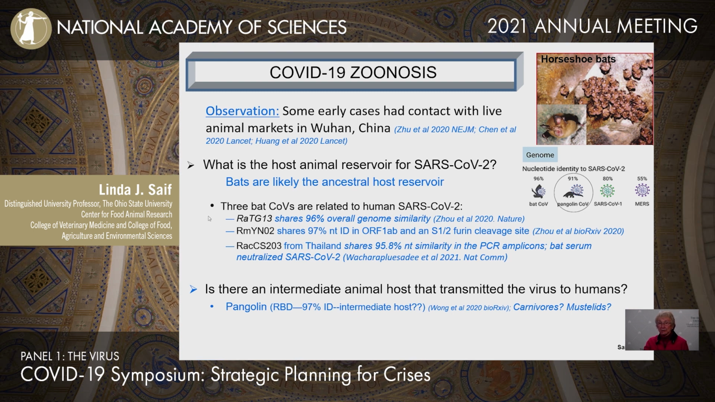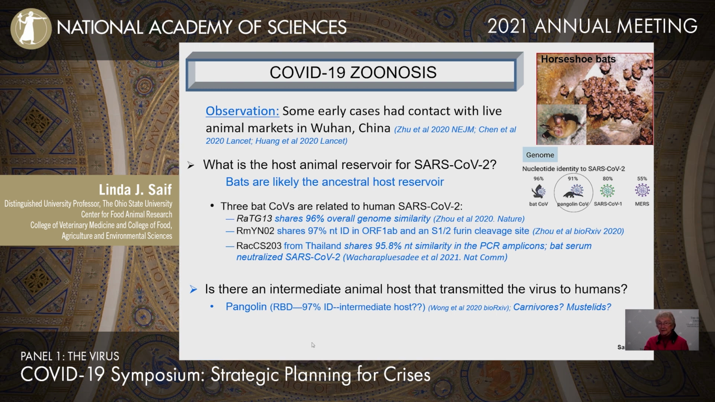And this one RM strain also has a furin cleavage site in the S1, S2 that was not present in SARS, but is present in SARS coronavirus 2. And now there's also reports of closely related bat strains from Southeast Asia, from Thailand. So then another question, is there an intermediate animal host that transmitted the virus to humans?